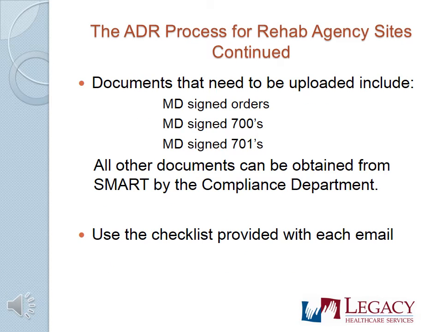The only documents that need to be uploaded into SMART are the MD-signed orders, the MD-signed 700s, and the MD-signed 701s. All other documents can be obtained from SMART by the Compliance Department. Making sure that all the necessary documents are uploaded and correctly labeled will increase the efficiency of the process and reduce the number of denied claims.